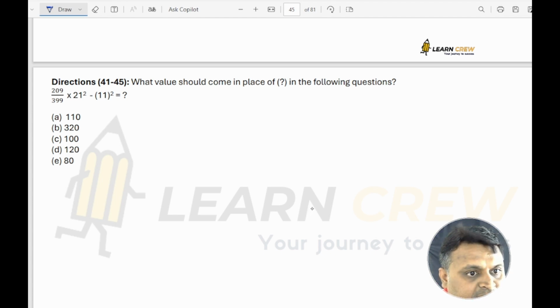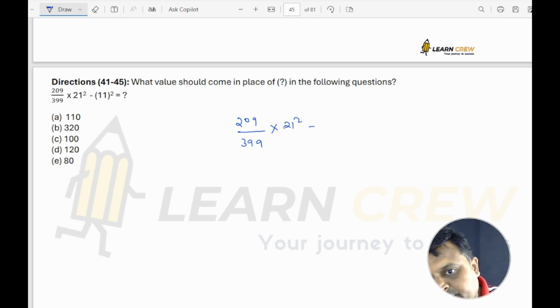Now 209 divided by 399 into 21 square minus 11 square. So 21 square I am directly writing as 441, minus 11 square, which is 121. So it is okay. 19 elevens are 209. So 11 twenty-ones are 231. 231 minus 121 is 110. So the answer is 110.